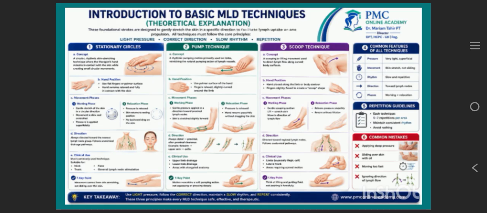So key point regarding this scoop technique: you have to think of lifting and guiding fluid, not pushing it forcefully. MLD is all about superficial and light pressure, not deep massage or pushing or forcing.